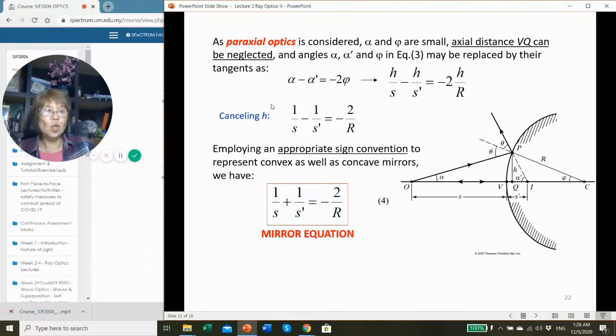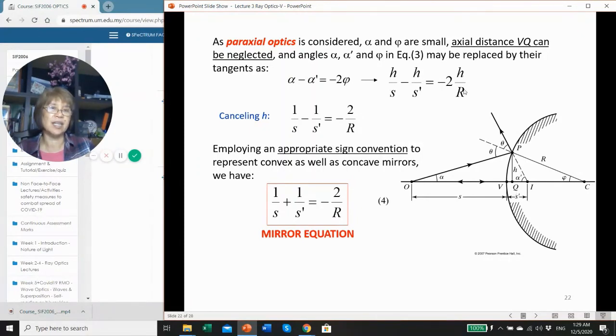And let's look at the angles, which is given here. Since we are taking small angle approximation, this angle can be approximated to its tangent value. So alpha can be taken to be h divided by, since we neglect this VQ equated to almost 0, we can take it as h divided by s, and alpha prime can be taken to be h divided by s prime, and phi here can be taken as h divided by r.